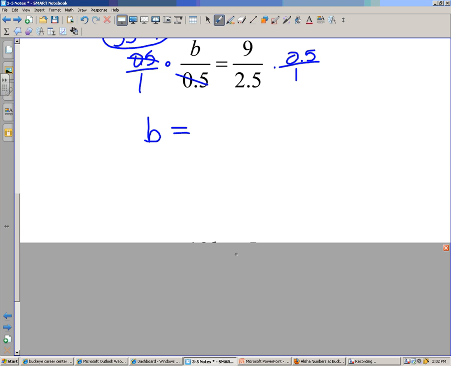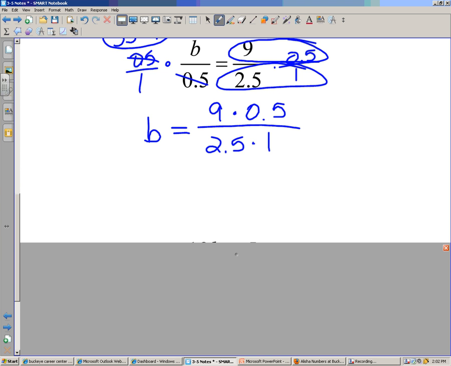So I'm going to show you how to do it without cross-reducing in case you don't want to cross-reduce because it's a difficult one. So I'm going to have 9 times 0.5 on the top and 2.5 times 1 on the bottom. Correct? Now, what's half of 9, or 9 times a half? 4.5, right? Half of 9 is 4.5. So I have 4.5 over 2.5, because 2.5 times 1 is just 2.5.